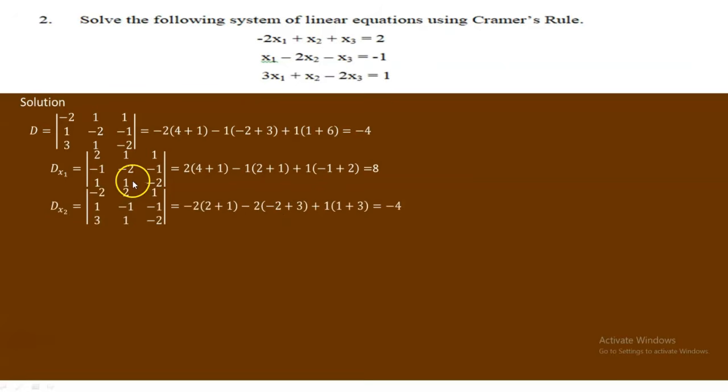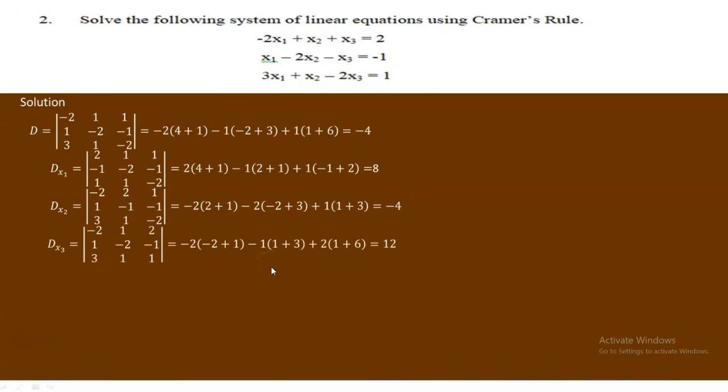In the case of this, you have to change the second column by 2, -1, 1. Look, here were your coefficients, so this must be changed by 2, -1, 1, but the rest are taken as they are: -2, 1, 3, 1, -1 and -2. But here in place of 1, -2, 1, we are considering the constants 2, -1, 1, and applying a similar procedure as I tried to explain earlier for the above two, you will obtain this determinant to be -4, okay?